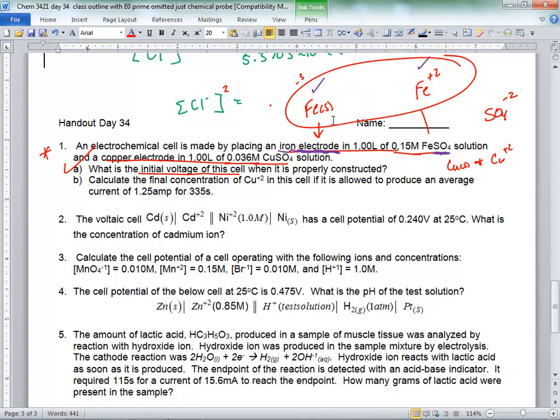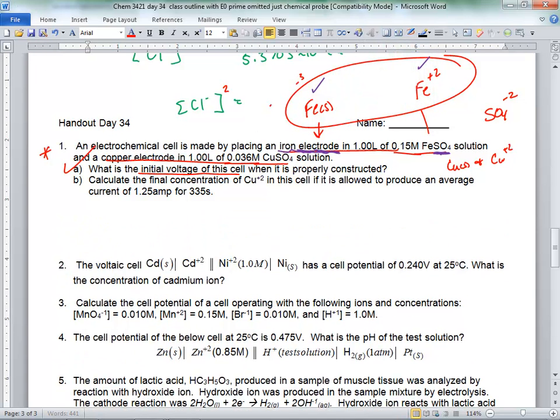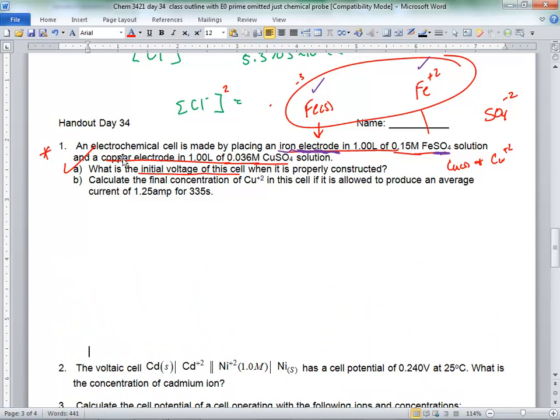How would you handle B? So the initial voltage is... what variable is the initial voltage? It's E cell, because remember, the voltage is what the voltmeter reads. So in your Nernst equation, you're solving for E cell. You know what E0 cell is, minus 0.0592 over n log of Q. So you know what all that other stuff is.